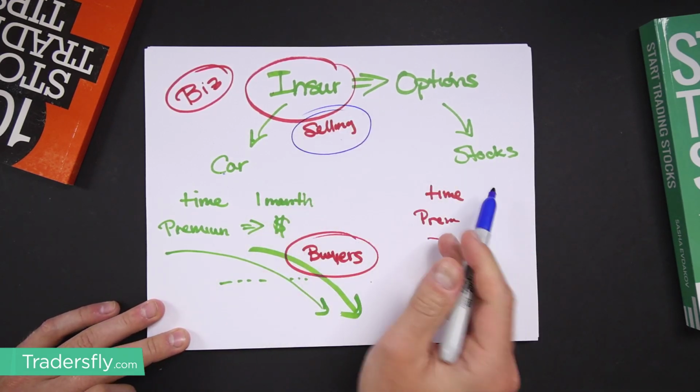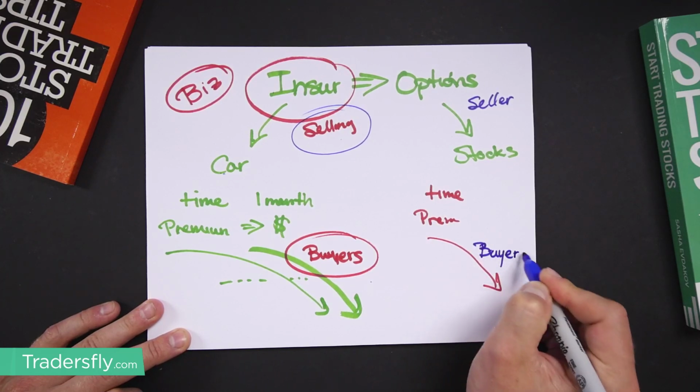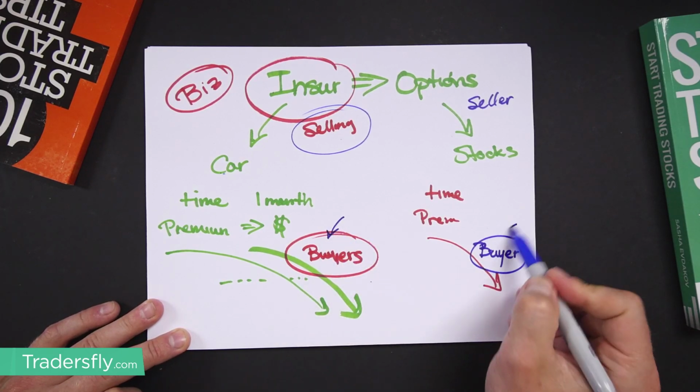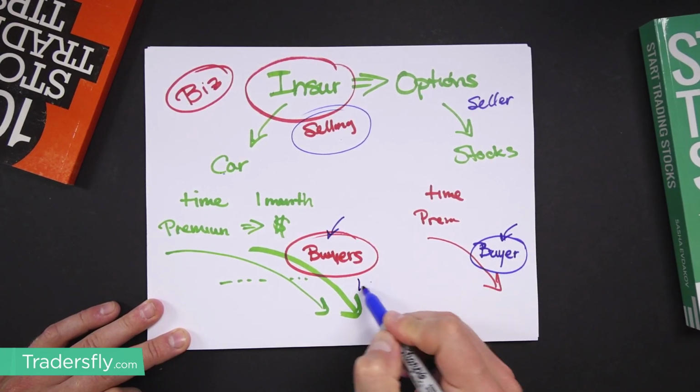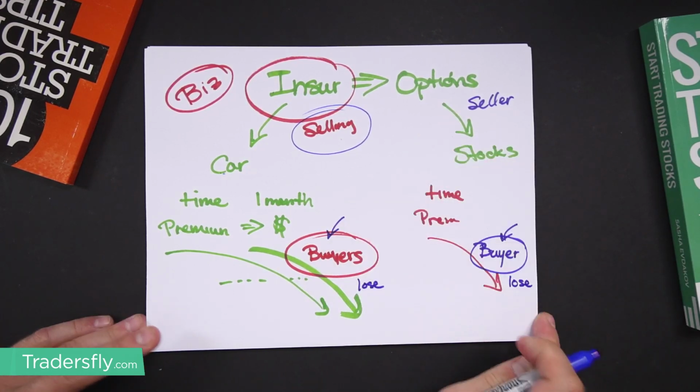In options, the same thing. You can be a seller of premium, or you can be a buyer. What's the easier approach? It's easier to be a buyer. Most people are buyers. Most people lose money when they buy insurance, and here the same thing. Most people lose when they buy an option contract.